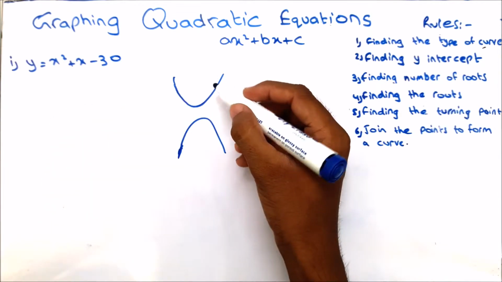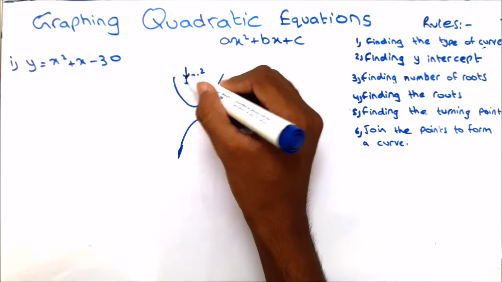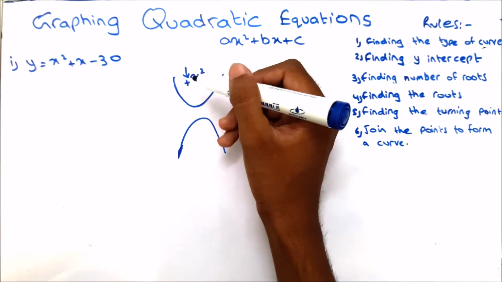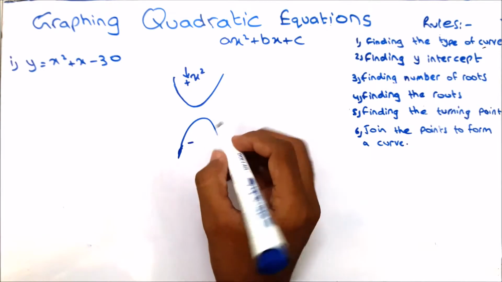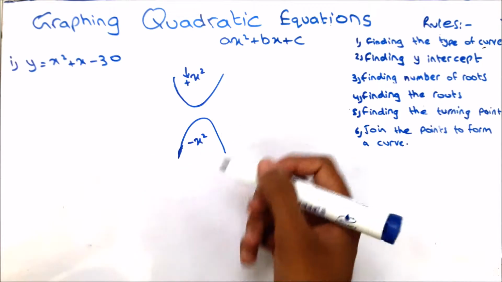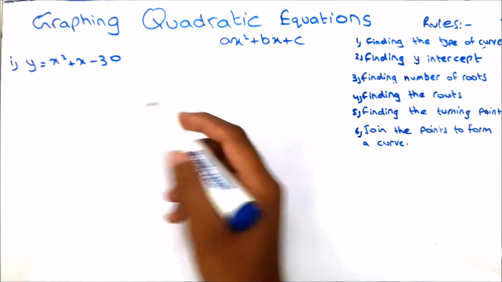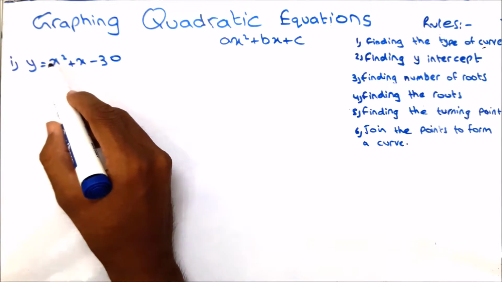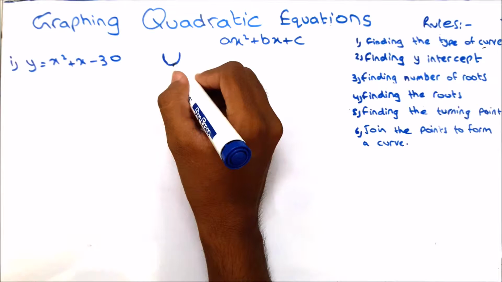The upward facing is a curve which has the x squared coefficient as a positive number, positive 1 or anything positive. The downward facing type of curve has the coefficient of x squared as negative 1 or any negative number. That's the first rule. Here we can see that our x squared coefficient is positive, so our curve is this shaped. Our curve is like this.